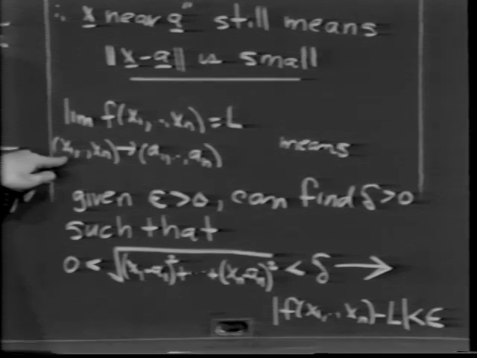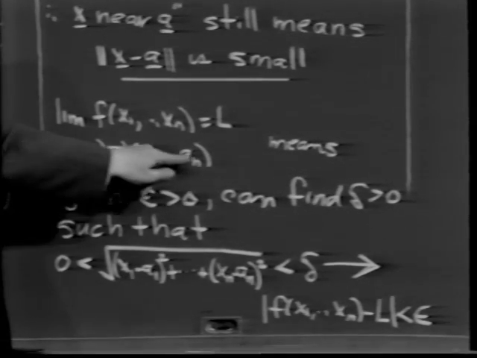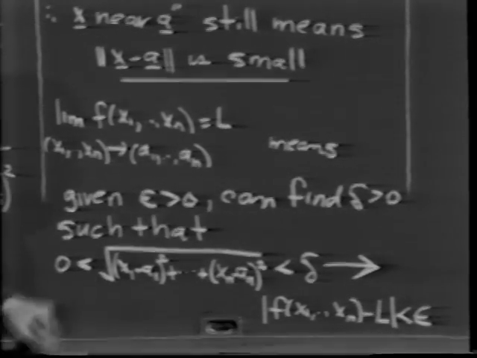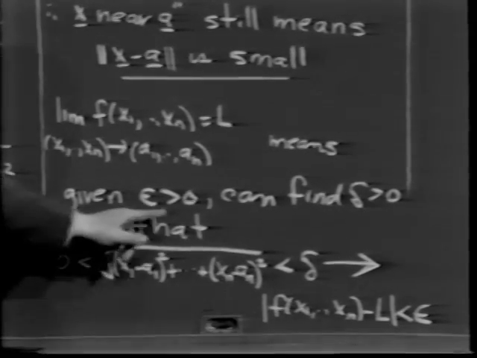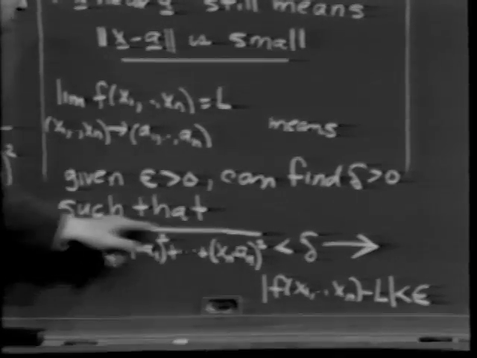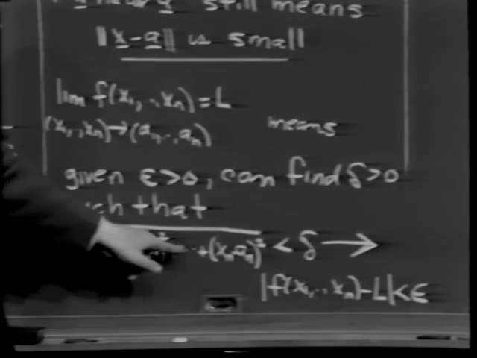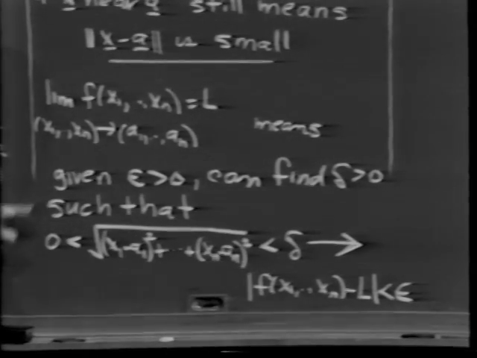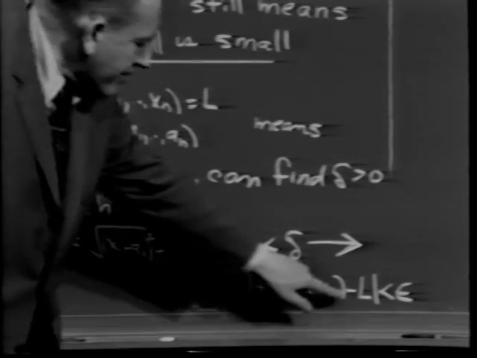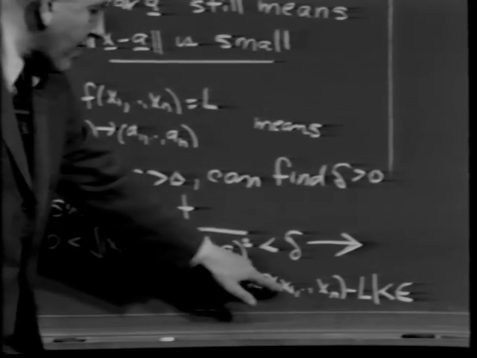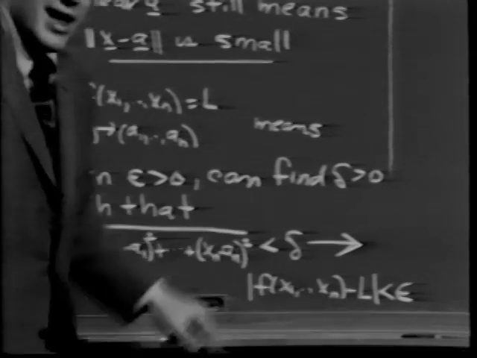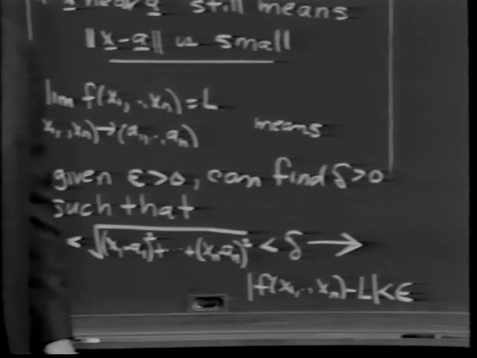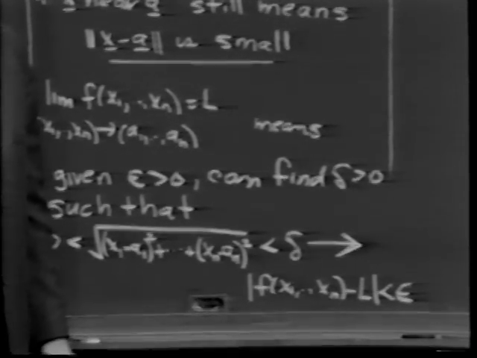to xn as x1 approaches a1, etc., and xn approaches an equals L, means that given epsilon greater than 0, we can find delta greater than 0, such that whenever the square root of (x1 minus a1) squared plus, etc., (xn minus an) squared is less than delta but greater than 0, then the magnitude, you see these are numbers here, the magnitude of f of x1 up to xn minus L is less than epsilon. In other words, this definition here happens to be the traditional definition, okay?